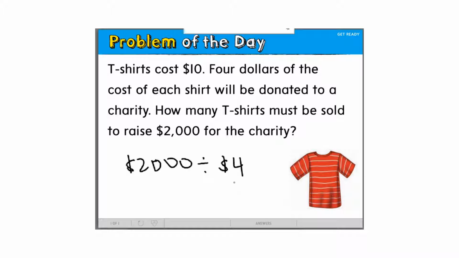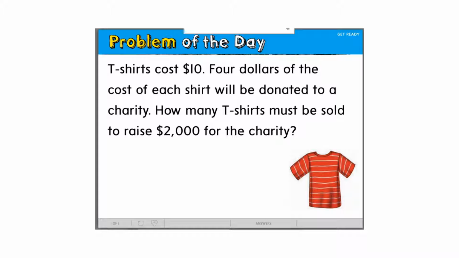You can do mental math like this. 4 goes into 20 five times, and then you take these zeros and add them on. Oops, that should not be a dollar sign. So the charity would have to sell 500 T-shirts in order to raise $2,000. To get $2,000 at $4 a T-shirt, they would need to sell 500 T-shirts.